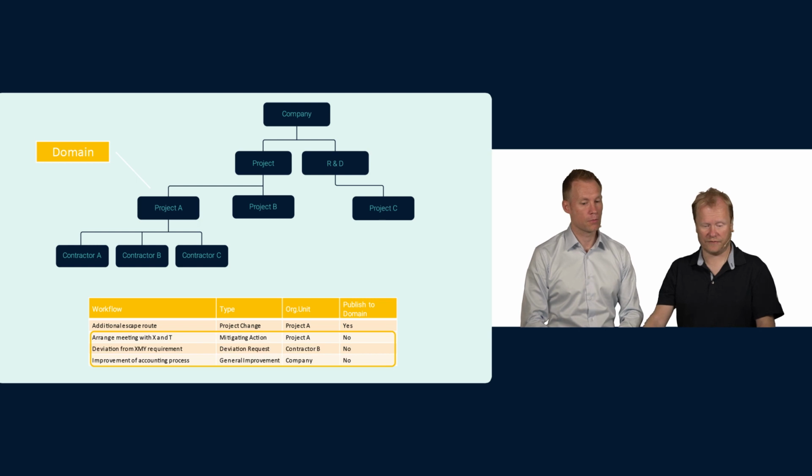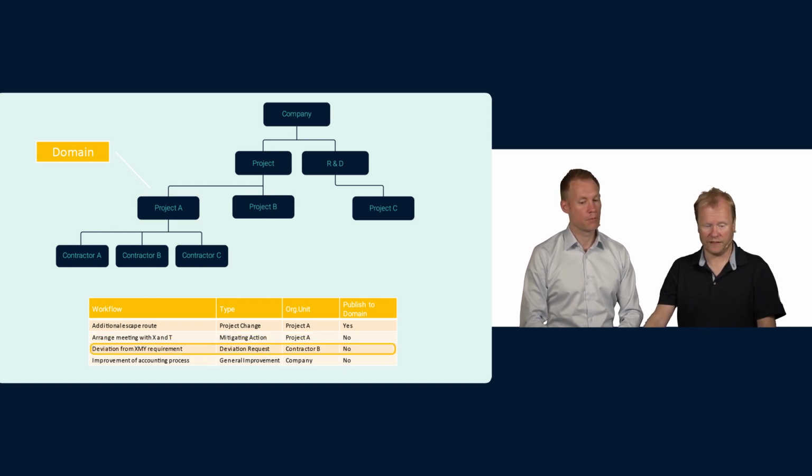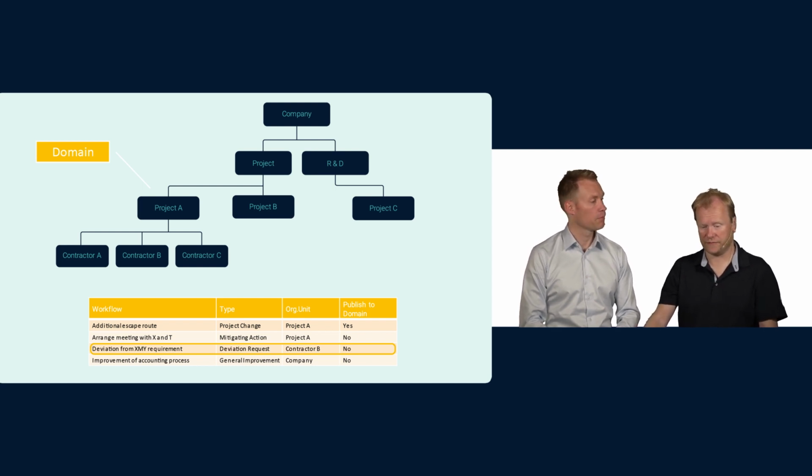While these other examples here will not become available for the other parties. So in this case, we have an arranged meeting. It's stored here on project A. It will not become available for any of these. Contractor B can, of course, see deviation from X and Y requirement, but contractor C and A cannot because it hasn't been published to the domain.